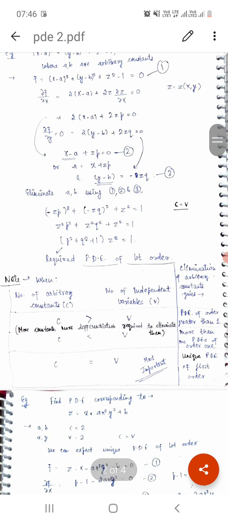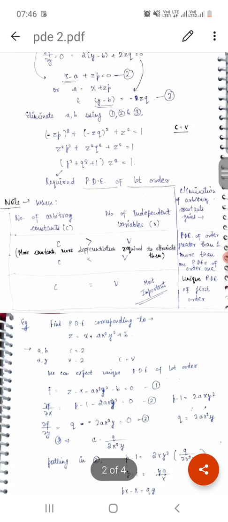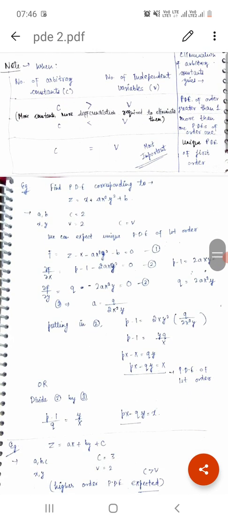Third case is when c is equal to 1. That is when the number of constants is equal to the number of independent variables, as was seen in example number 1. The number of constants was 2, a and b, and the number of independent variables was 2, x and y. In this case, first of all we will get a partial differential equation of first order, and secondly this partial differential equation will also be unique. So the third case, when there is an equality, is the most important case of all three, and the maximum number of questions come from this case only.